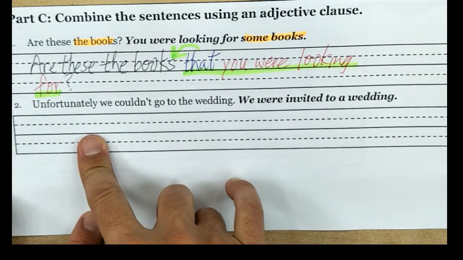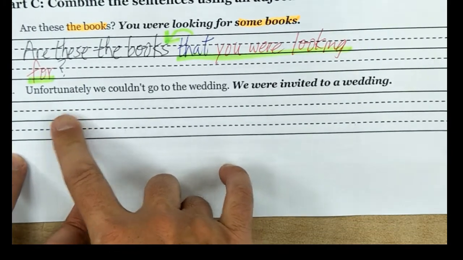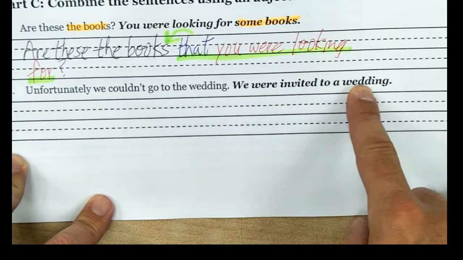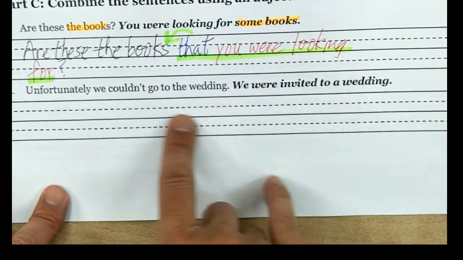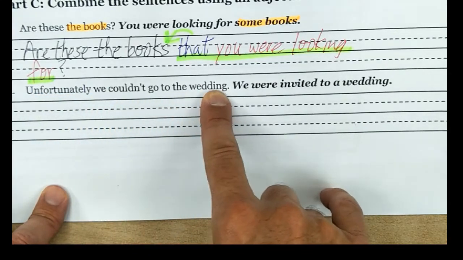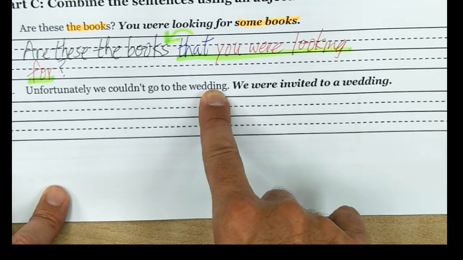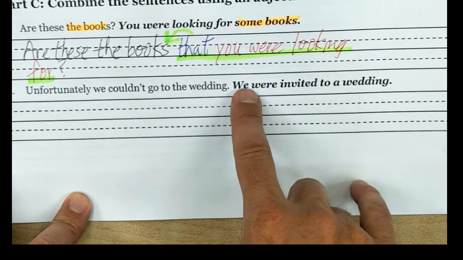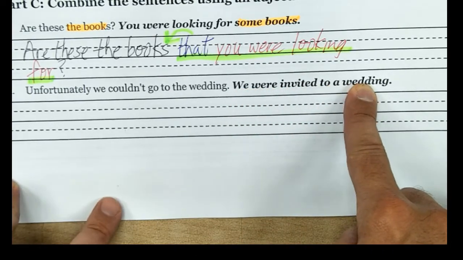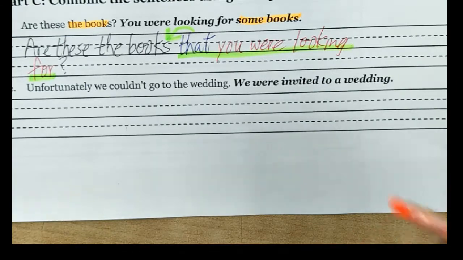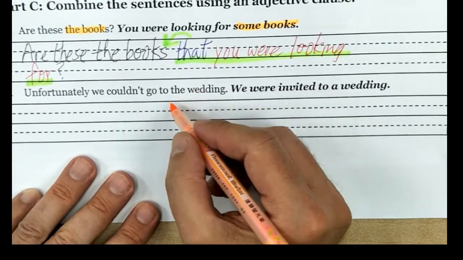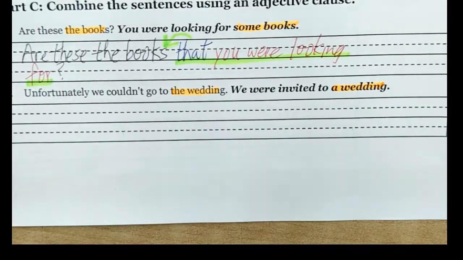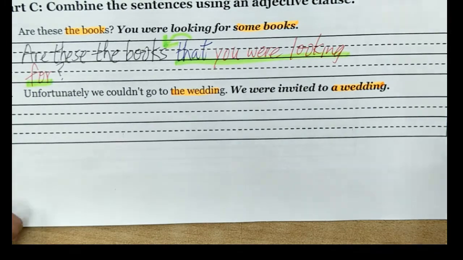Okay, let's look at number 2. Unfortunately, we couldn't go to the wedding. We were invited to a wedding. Unfortunately, we couldn't go to the wedding. That is going to be the main sentence. We are going to turn, we were invited to a wedding, into the adjective clause. So, what's the same? What is common in both these sentences? The wedding and a wedding. Okay. Let's combine these.